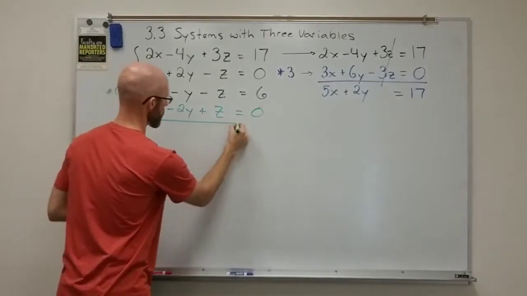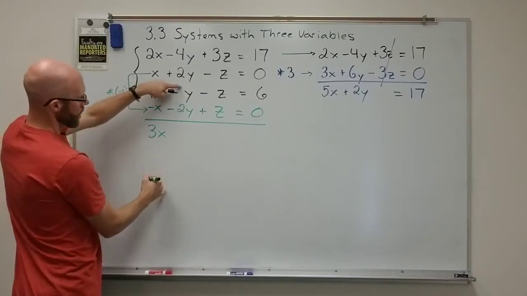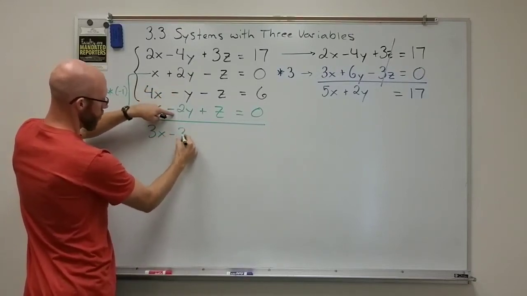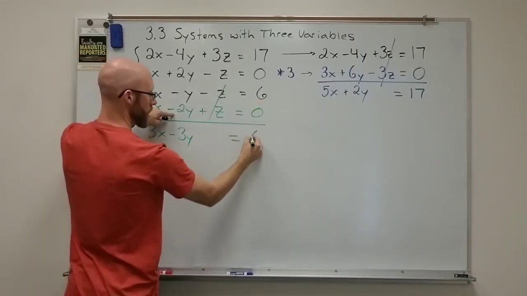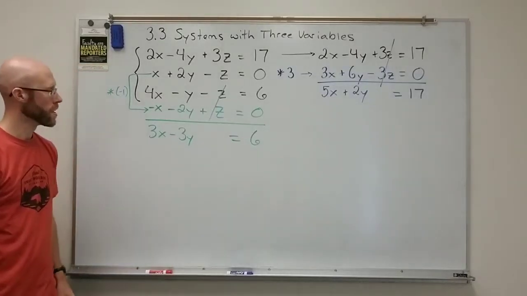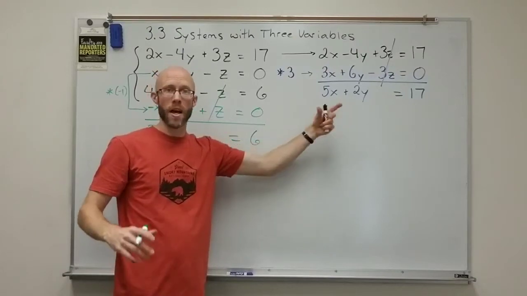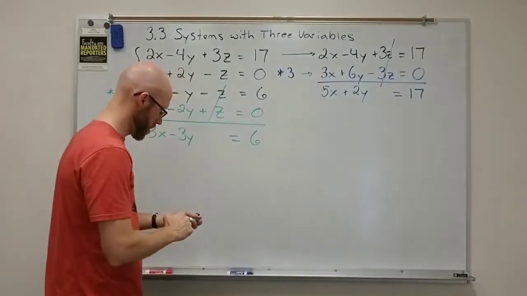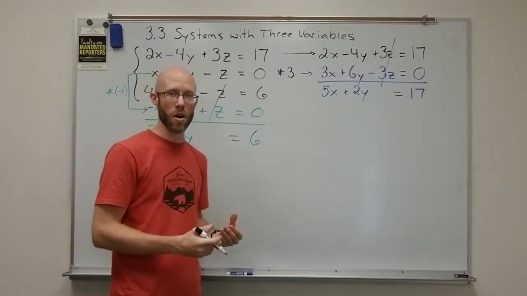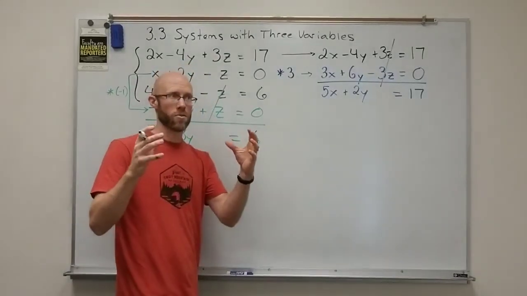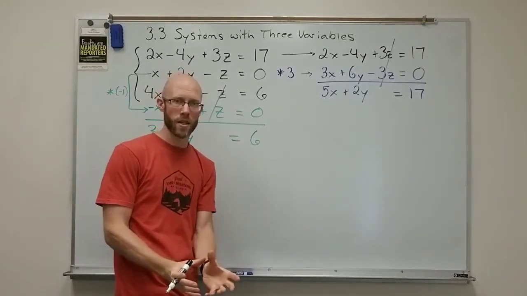And when I add these two together, 4x minus x is 3x. -y minus 2y is -3y. The z's drop out. And on the other side, I get 6 plus 0 is 6. So now I have a system of two equations with two variables, x and y. I'm going to bring them together to form a new system that I then have to solve. So it's a sort of a scaling process. You start with a large system, bring it down to a smaller system, and then solve at the end.